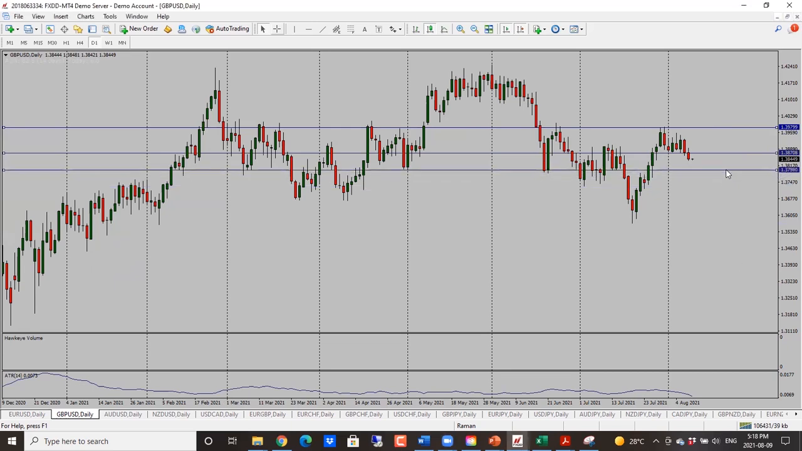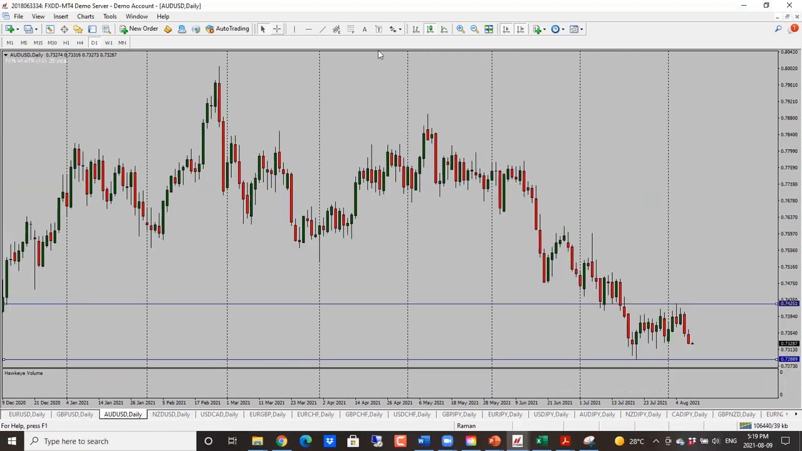In terms of the targets here, the first target is 1.3800. And then below that, we are looking at 1.3800 and 1.3750. So bearish bias here for pound dollar as well. So looking for a retest of that support, now looking for it to turn into resistance, and then a continuation move to the downside. 1.38 and 1.3750 are the two targets.